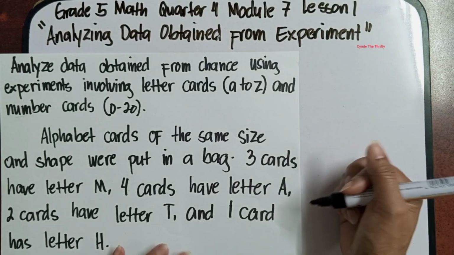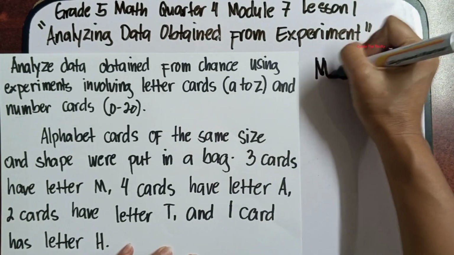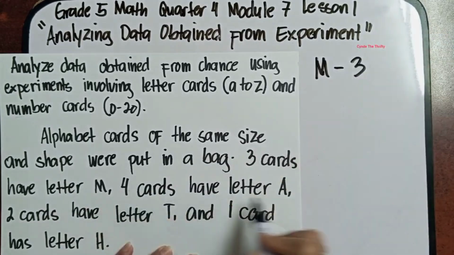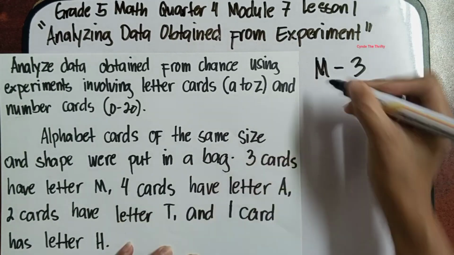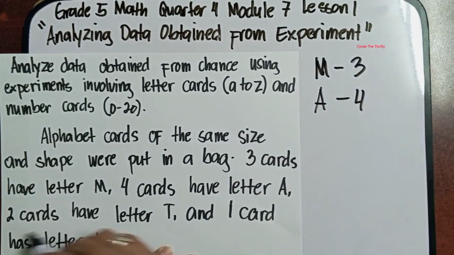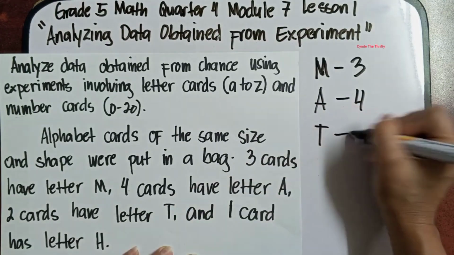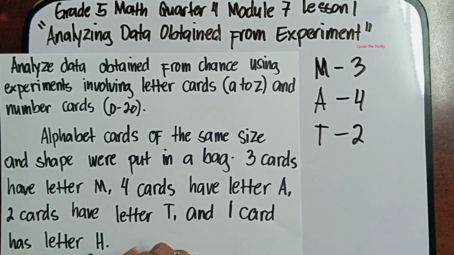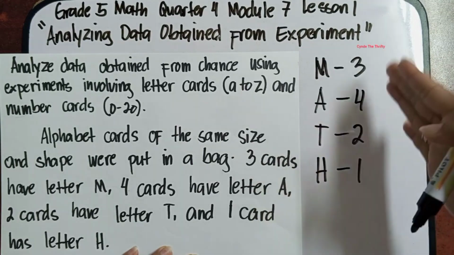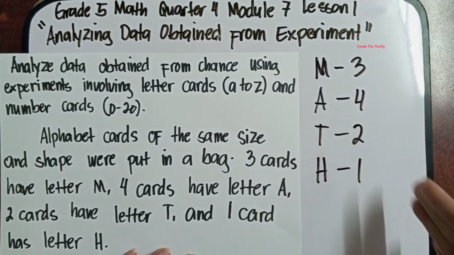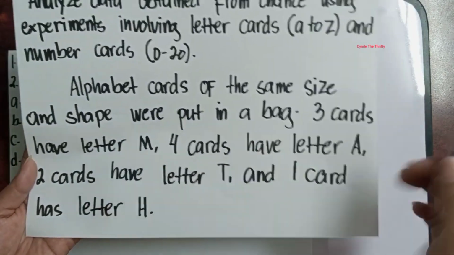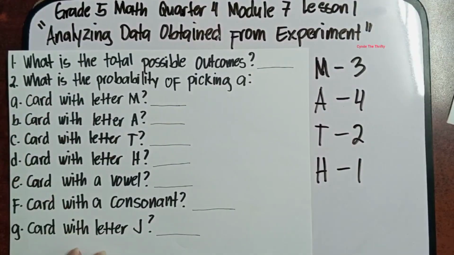So, kung isusulat natin siya, ang letter M is meron siyang ilang cards? 3. And then, ang letter A is meron siyang 4 na card. So, ang A is merong 4. And then, ang letter T is merong 2. So, ang T is 2. And then, ang H is 1. So, ang H is meron siyang 1 card. So, nilagay ito sa bag, itong mga cards na ito. Ngayon, pag-aaralan natin ang ating data sa pamamagitan ng pagsagot ng mga question na ito.